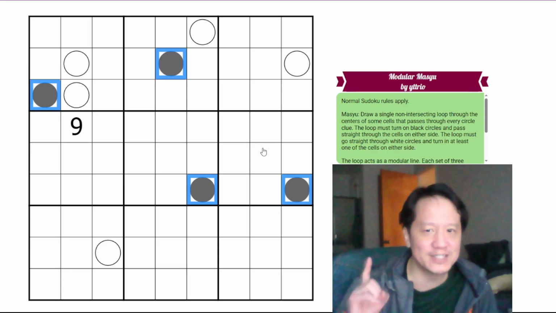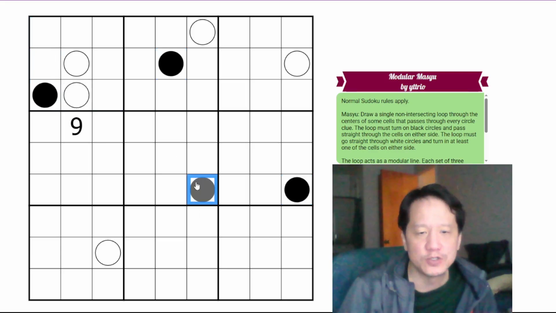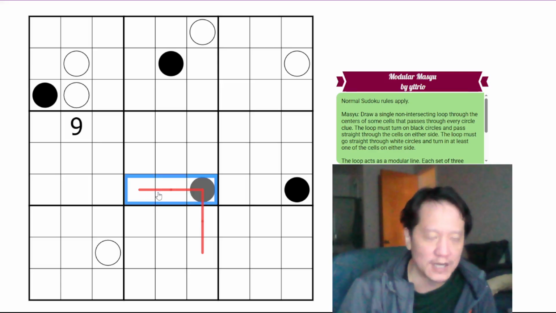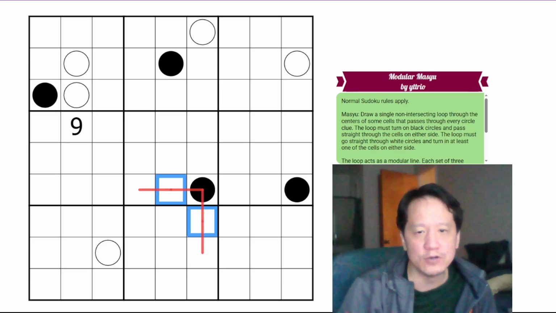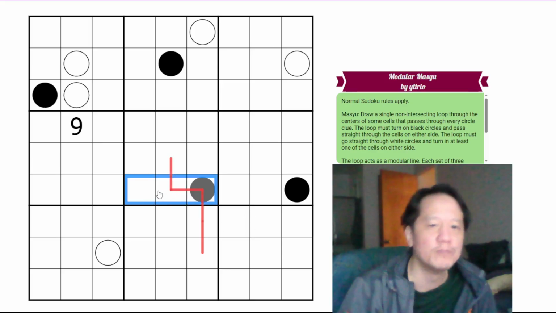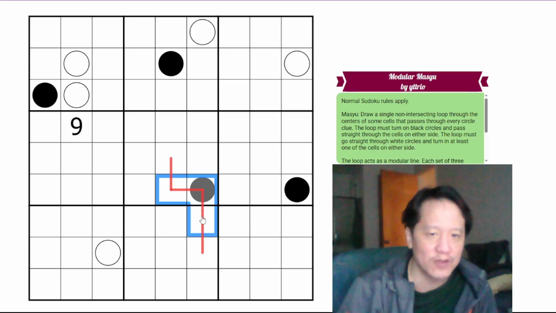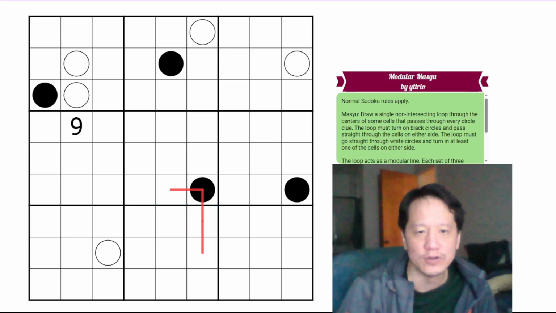The loop must turn on black circles and pass straight through the cells on either side. So for example, this cell has to turn on the black and it must pass through the cell on either side. So it cannot do something like this. That's not allowed. In Masyu, anytime you have the black circle, the path must turn and it must continue straight through the cell. So this is how a black turn has to occur.